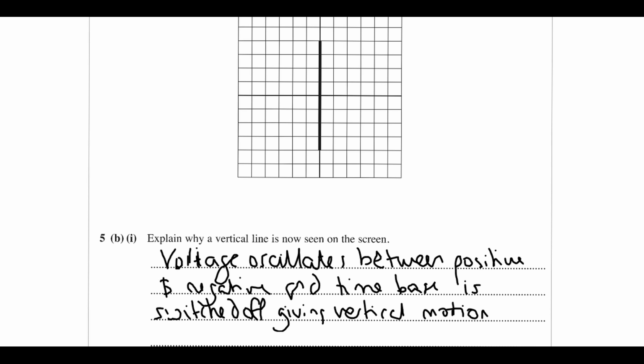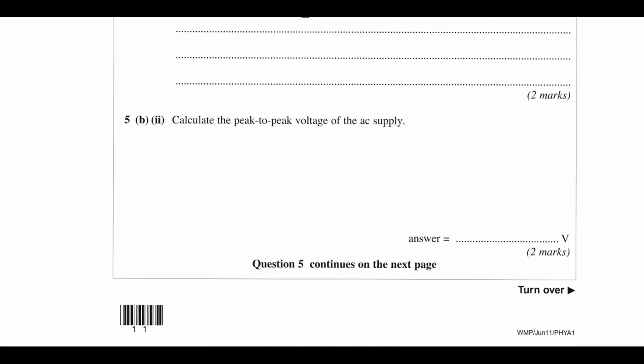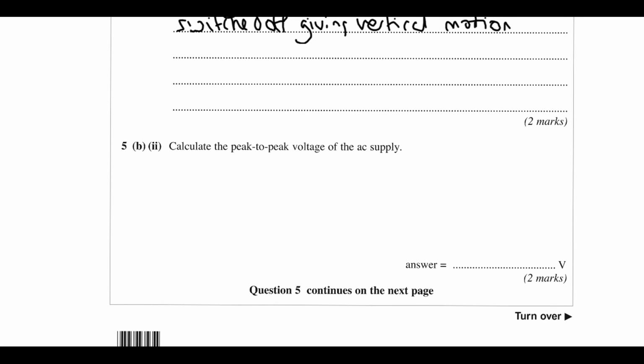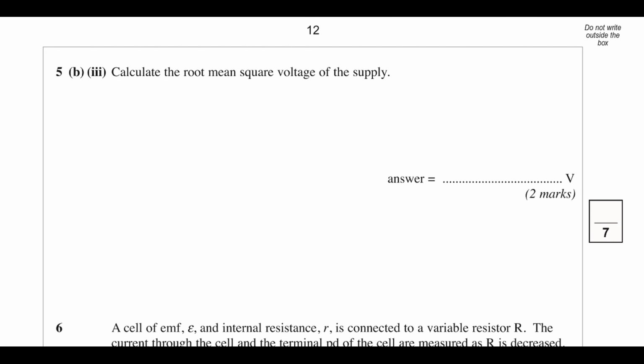Okay, so if we look at this diagram, we can actually see that this is oscillating between plus 2 volts and minus 2 volts. We're probably going to need that, so let's go on. So it wants the peak-to-peak voltage of the AC supply, so that's going to be 4 volts between the 2 peaks. And then it wants the root mean square voltage, but first of all, we need the peak, which is 2 volts. So the RMS is 2 over root 2, which is about 1.4 to 2 significant figures. So that gives you RMS.